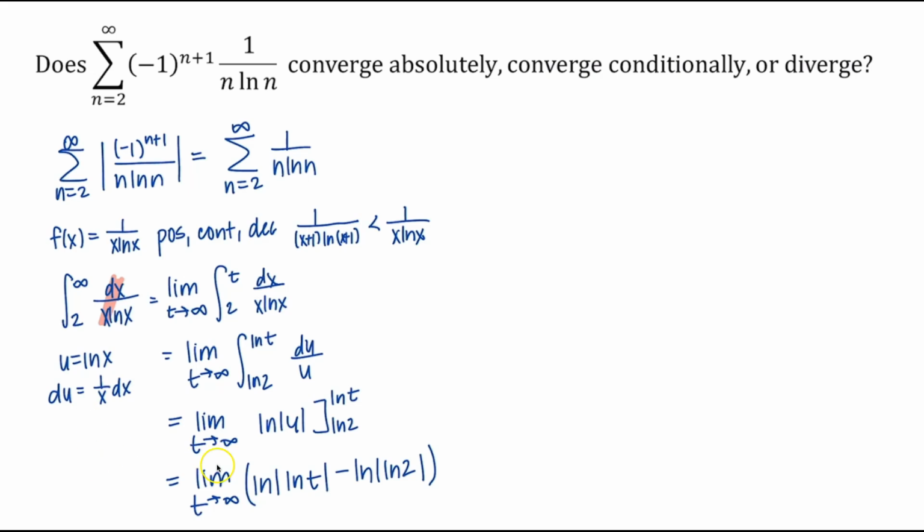And what's going on there is if t is approaching infinity, natural log of infinity is heading towards infinity. This is just a number, so we're going to have infinity minus a number. So this is infinity. What does that mean? That means the improper integral diverges. So by the integral test, the sum of 1 over n natural log n diverges as well.